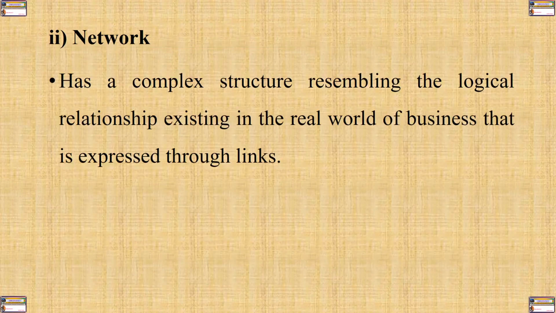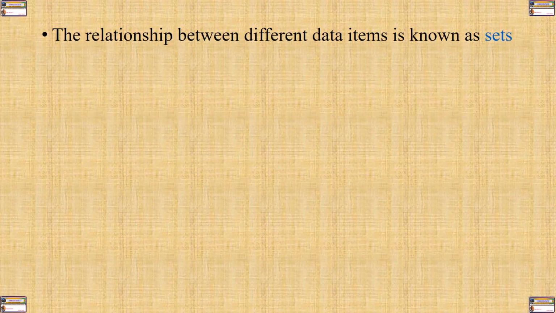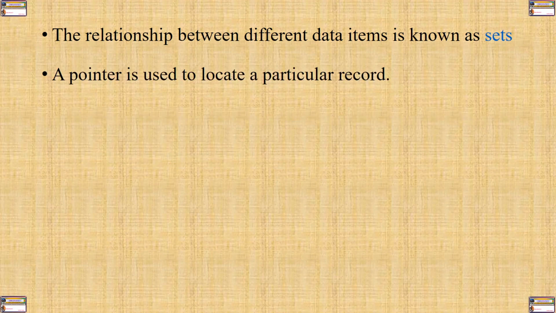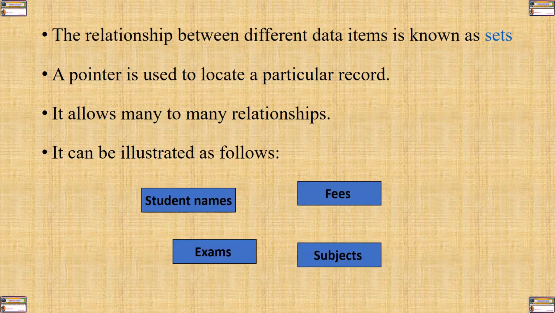Then we have network. A network has a complex structure resembling the logical relationship existing in the real world of business that is expressed through links. Links are used to express the relationship between different data items, forming a network of items. The relationship between different data items is known as sets. A pointer is used to locate a particular record. It allows many to many relationships. It can be illustrated as follows.